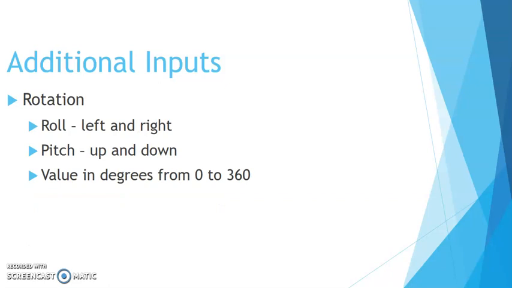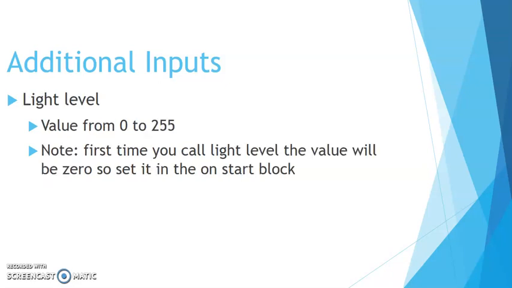When we're talking about rotation, we're looking at the roll, which is left and right, and the pitch, which is up and down, and this will give us a value in degrees from 0 to 360 degrees. The light level is a value from 0 to 255, and as you might expect, 0 would be that it is not very bright. In fact, it's dark, and 255 is the highest light level you can have.